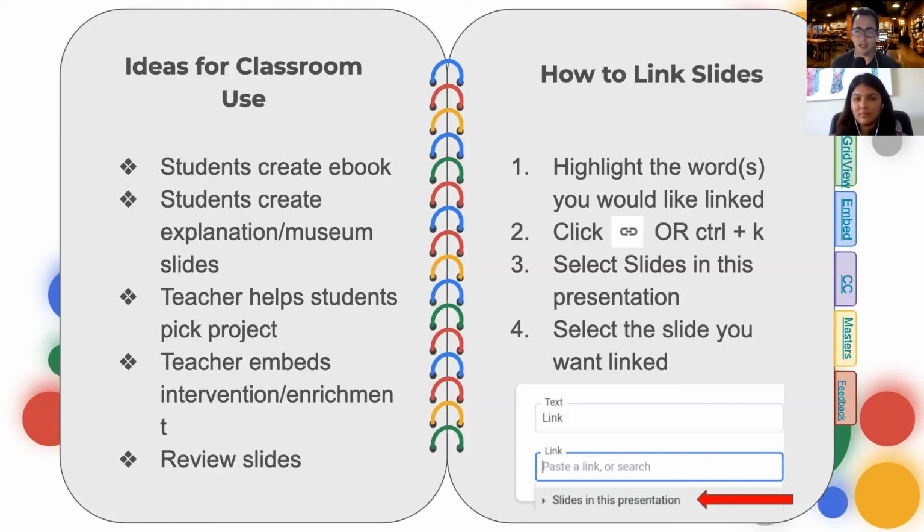and then we're going to either click the link icon or we're going to do Control K. That's going to bring up the little dialog window that you see at the bottom. At the top where it says text, that's what we have highlighted. And the link below is where we're going to paste our link. Then what we're going to choose is slide within this presentation. And then we're going to choose the slide that we want them to go to if they click on that specific word.